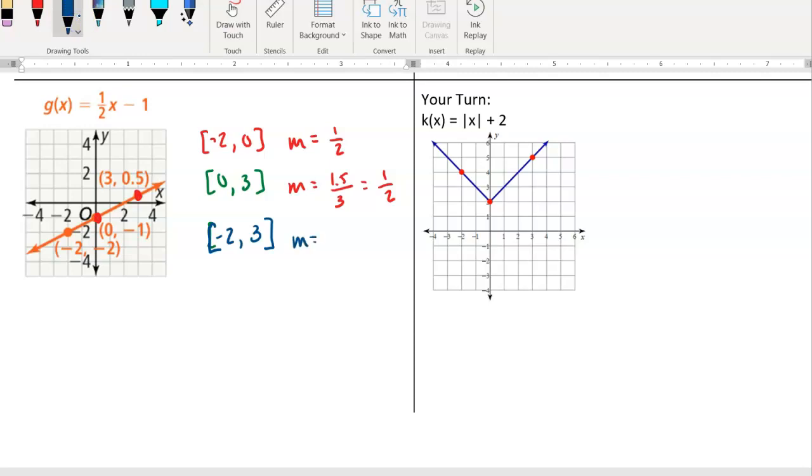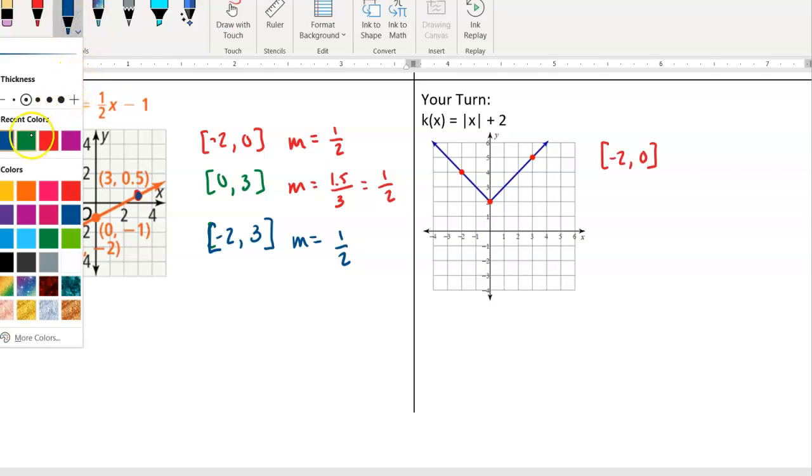And then lastly, this one, we're going from -2 to 3. So from when x is -2 to when x is 3, that's also going to give you a slope of 1/2. So all three of these have the same slope of 1/2, so you can see it's a linear function. All right, now I know this last one is not a linear function, but the goal here is I want to make sure you understand how to find the slopes in these intervals.